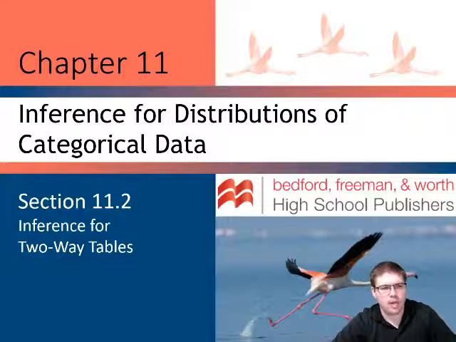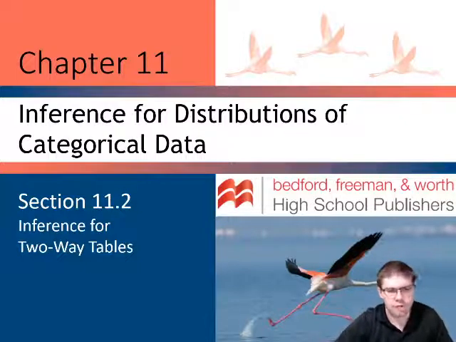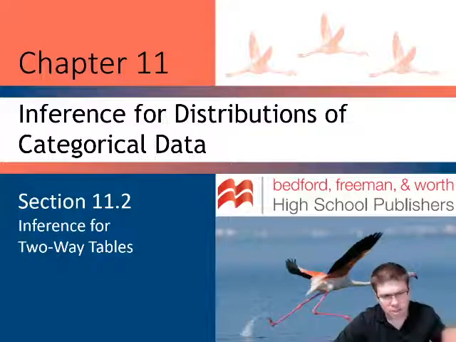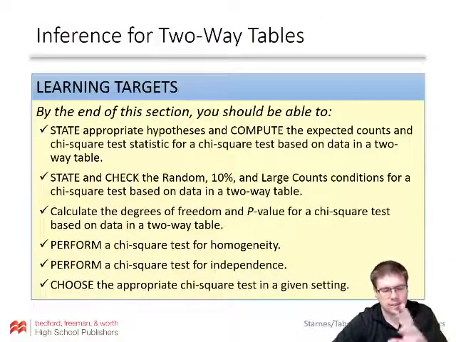We're continuing with chi-square distributions. We're going to look at inference for two-way tables. So we're no longer just going to be looking at one distribution of proportions. We're going to be looking at two or more potentially, and the setting it depends.